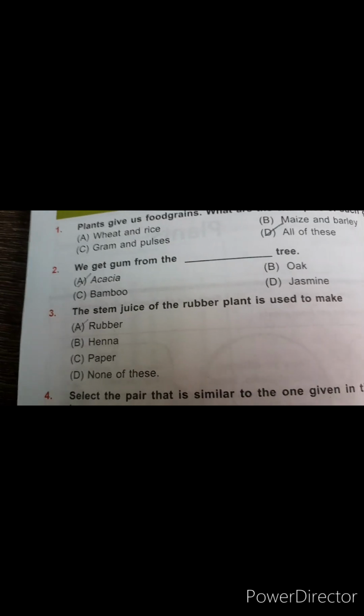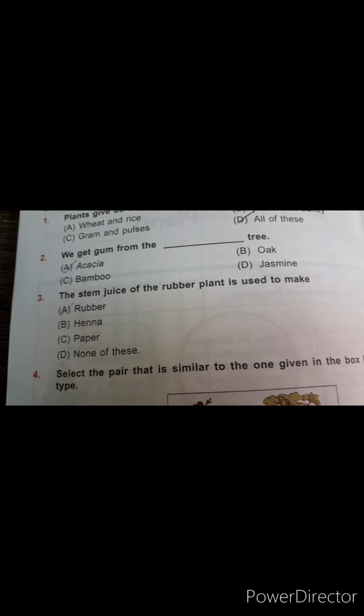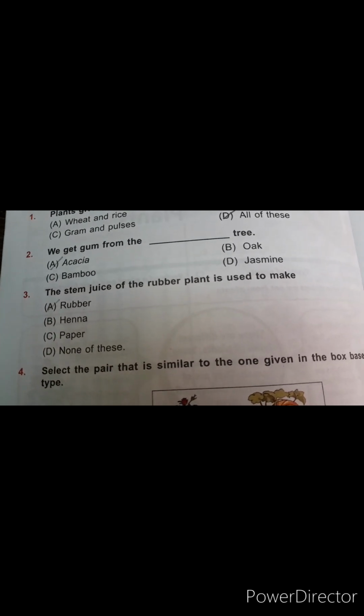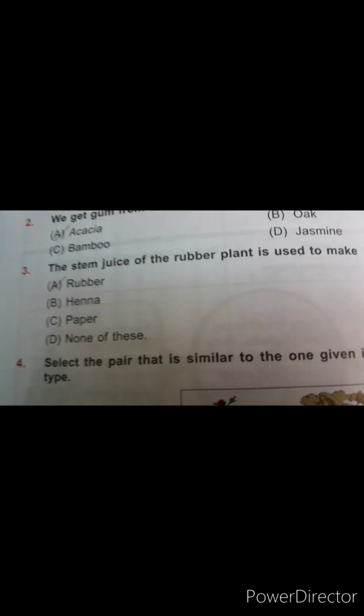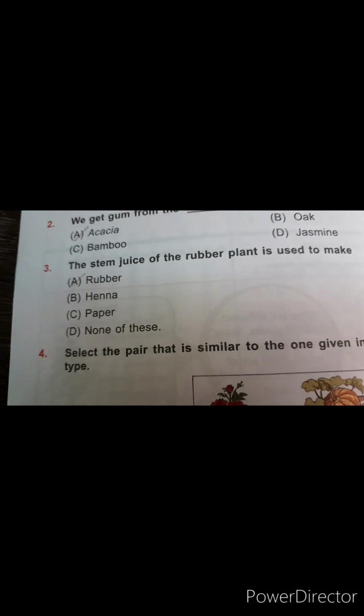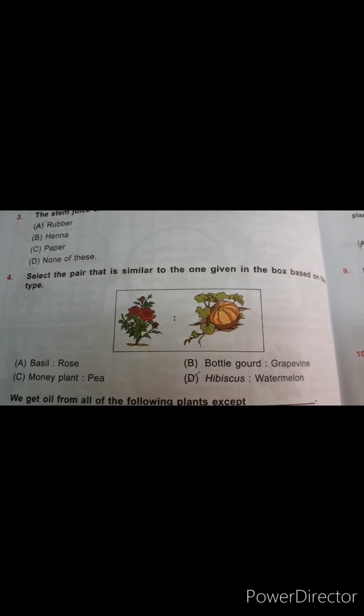Next question. Moving on to the third question. The stem juice of the rubber plant is used to make. Options are A. Rubber, B. Henna, C. Paper, D. None of these. The answer is option A, rubber.